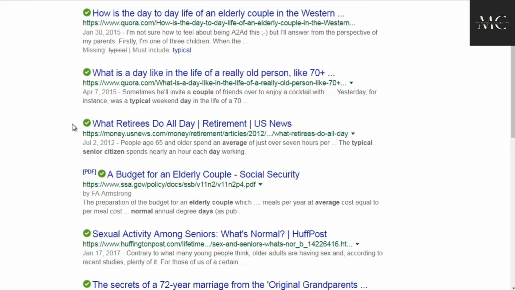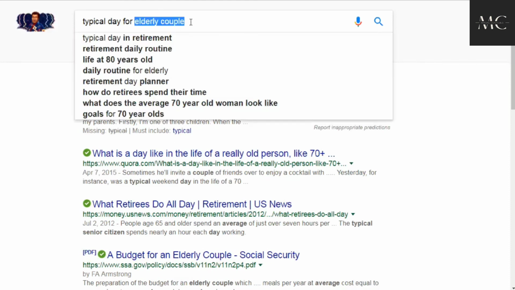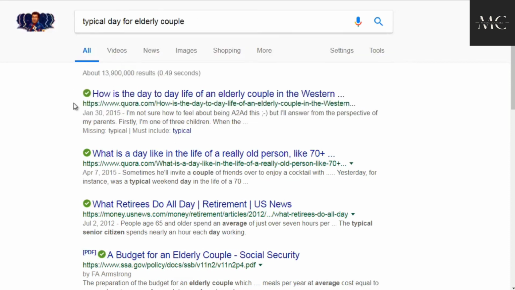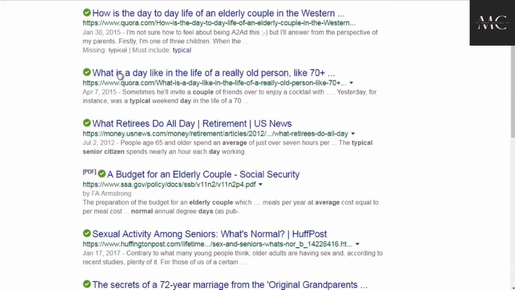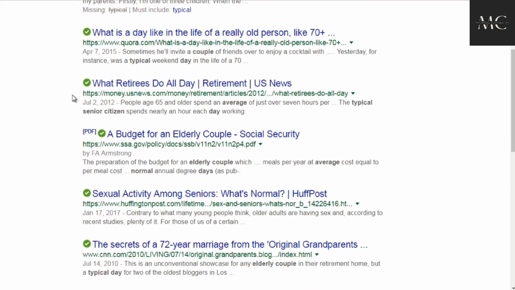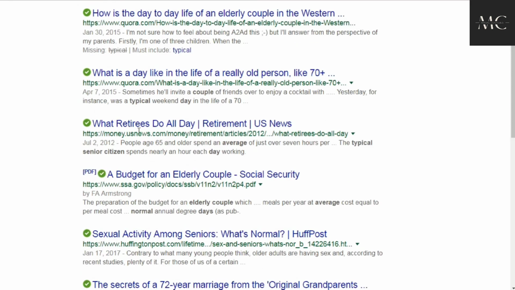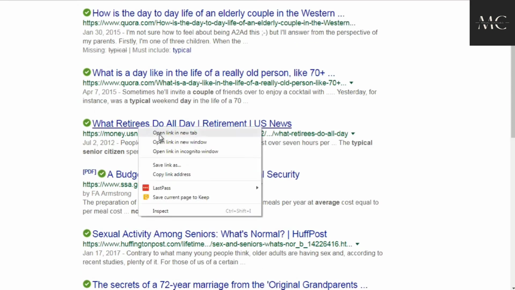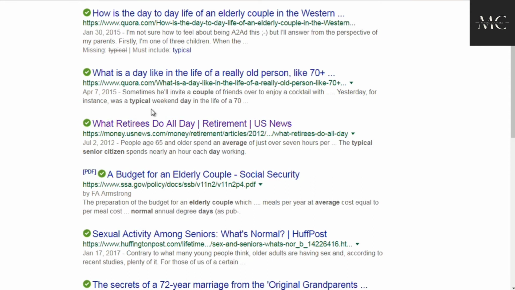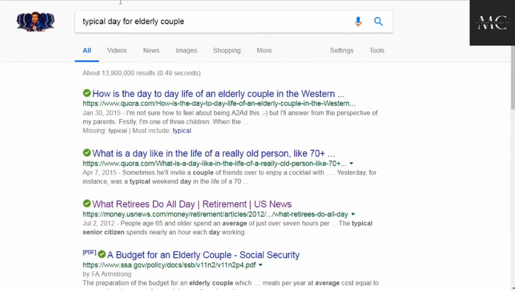Or, in this case, since it's elderly couples, we could simply go to the websites where elderly couples hang out and see if we can find somebody, maybe in a forum, who is actually talking about their typical day. So if we scroll down here, it says "what retirees do all day," right? You could even type that in, "what young married couples do all day," or "what fathers of big families do all day." So let's scroll up here.